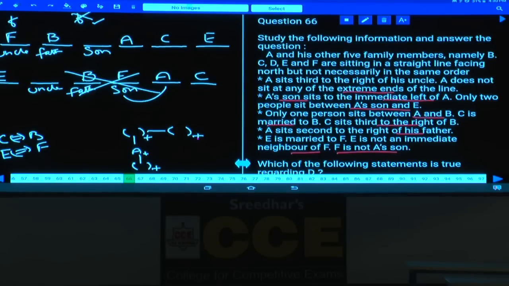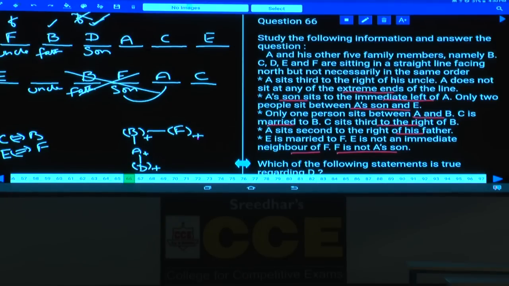As F is the uncle, who is the person left over here? D is the person left over. Clear now? Now A is here. Who is the son of A? D is the son of A. Now I can write D here. Then who is the father of A? B is the father of A. Now B is the father. Who is the uncle of A? F is the uncle of A.